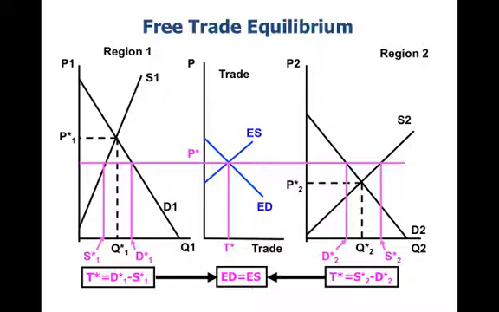Now we can say a lot more about this because we can also think about the gains from trade arising through welfare. So we could calculate what producer and consumer surplus is in region 1 and region 2 with autarky and then compare that to the free trade equilibrium. So let's think about what happens in region 1 first.